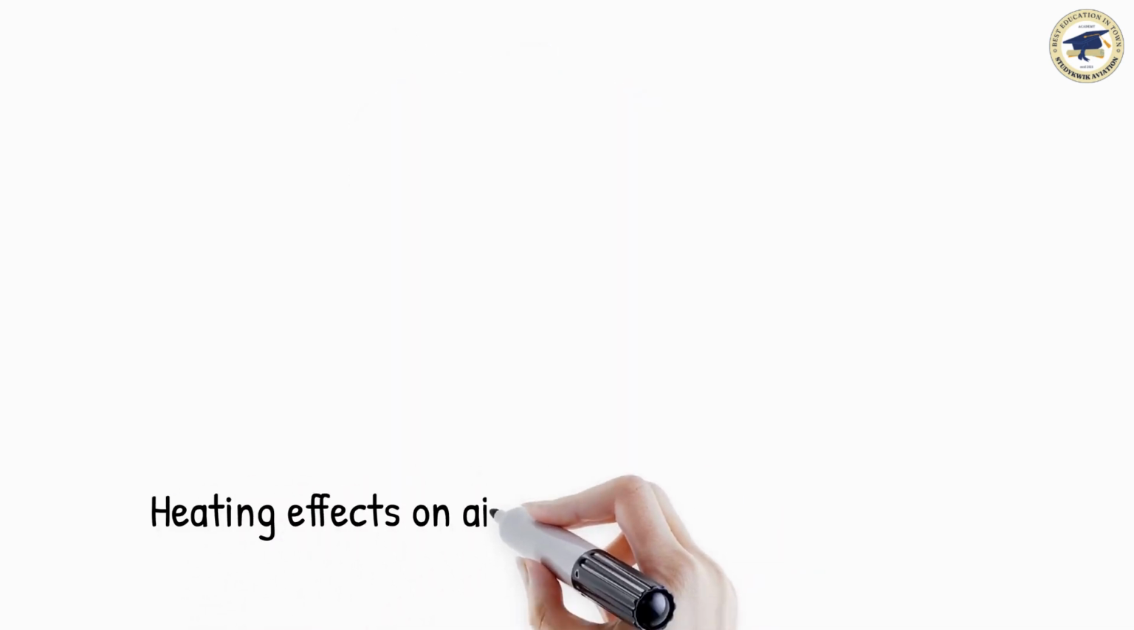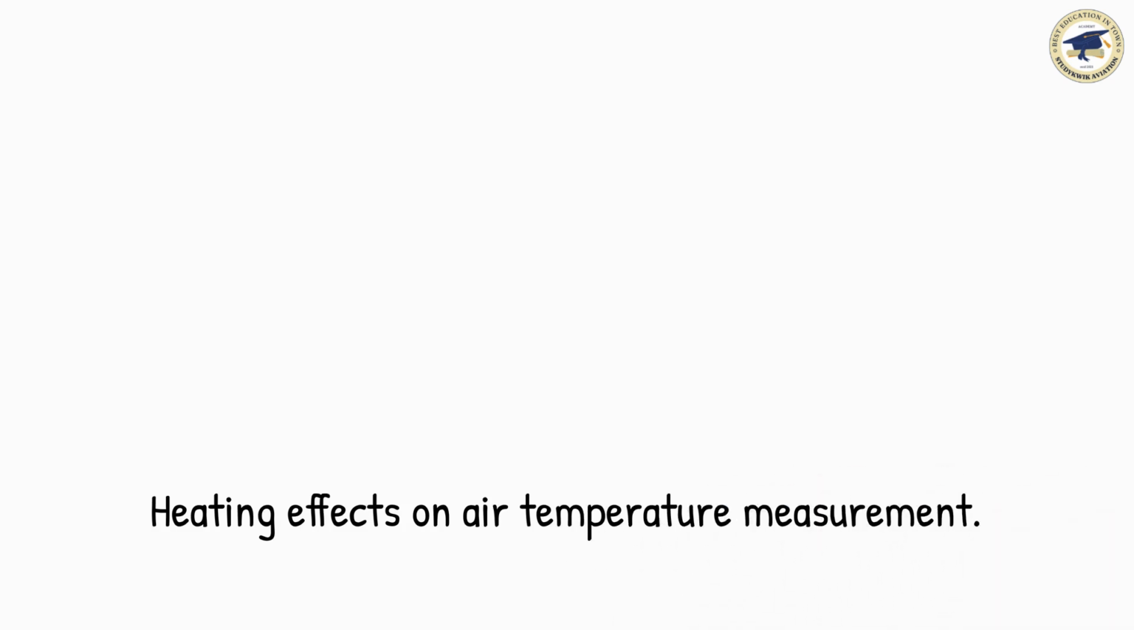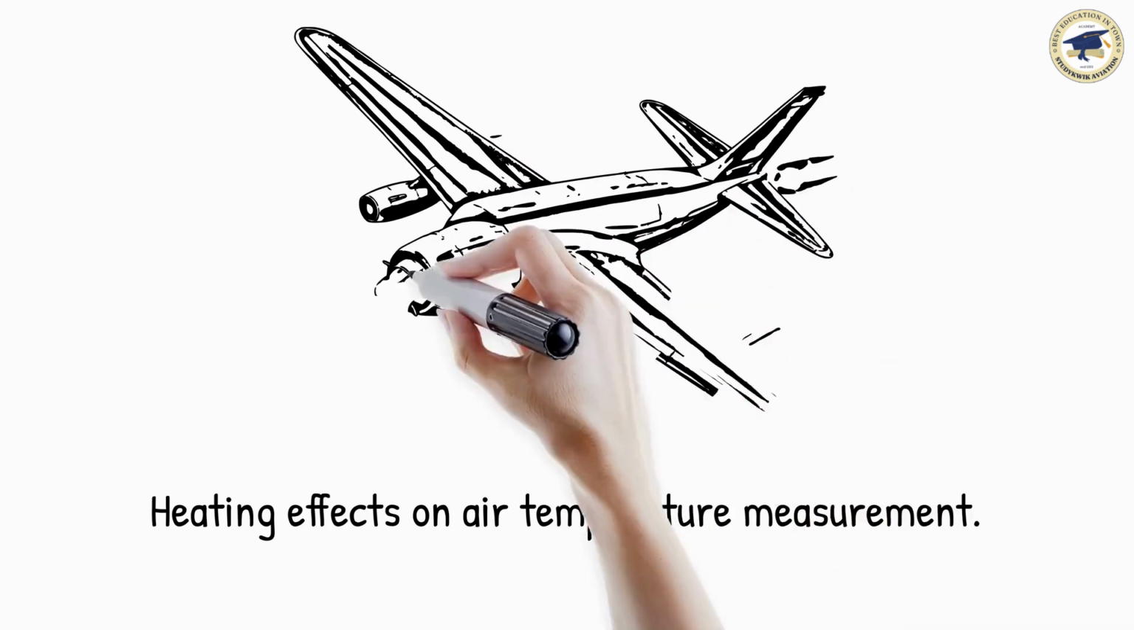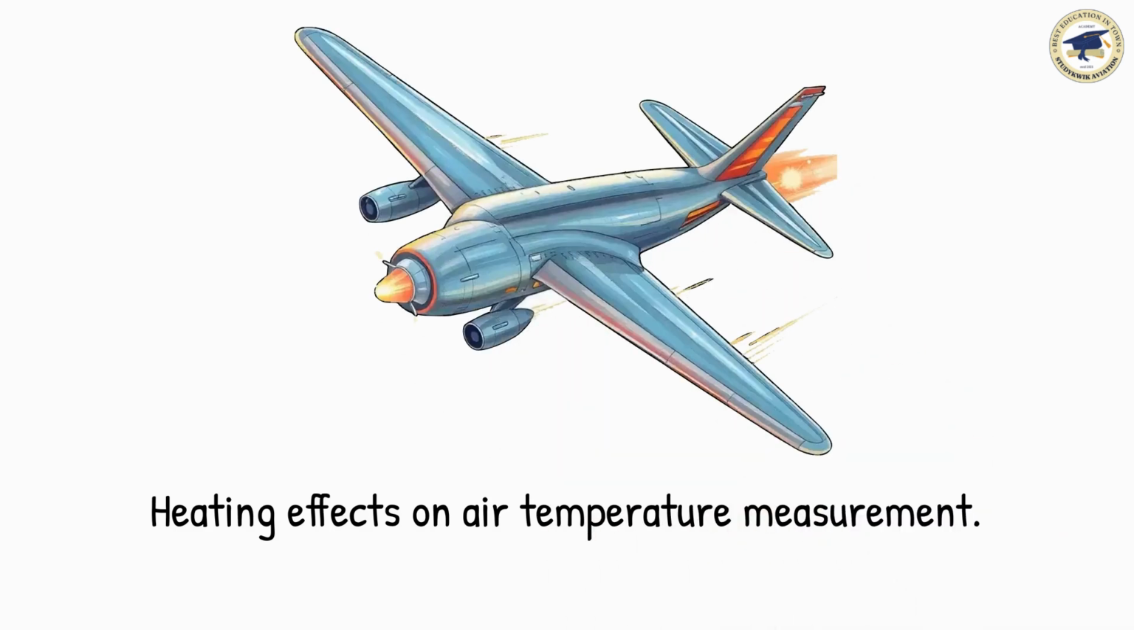As the aircraft moves through the air, heating effects occur: frictional or kinetic heating, caused by the rubbing of air molecules against the aircraft's skin, and compressional or adiabatic heating, caused by the air being squeezed and compressed at high speeds. Both make the local air warmer than the true outside air.